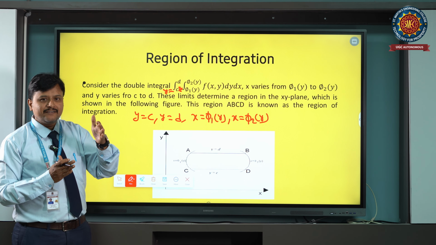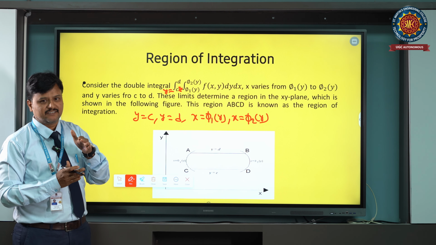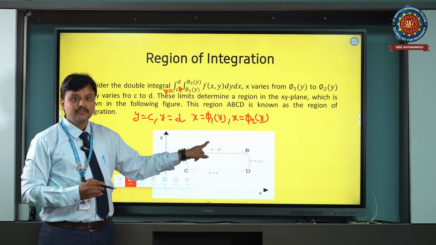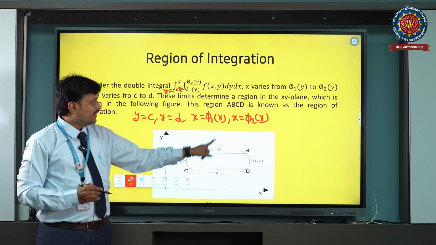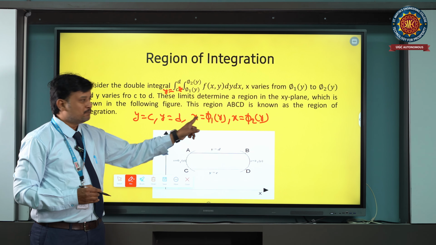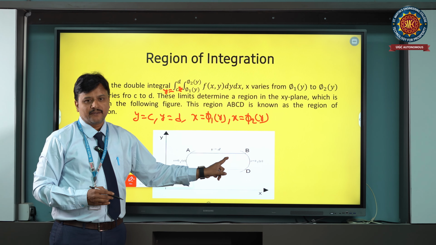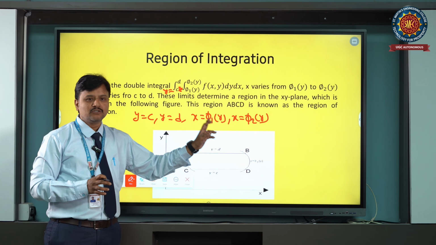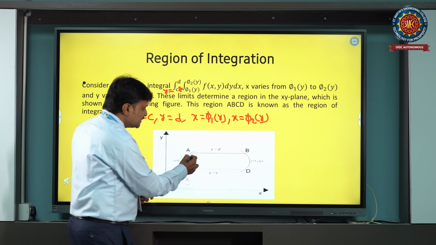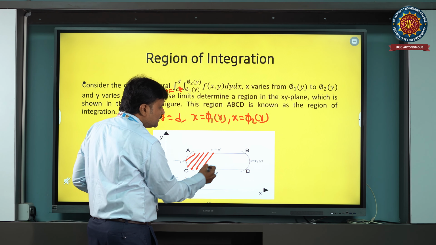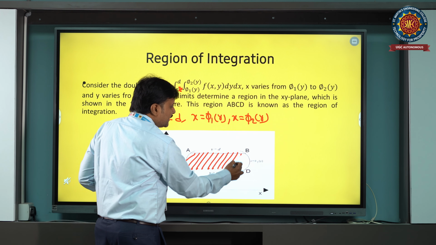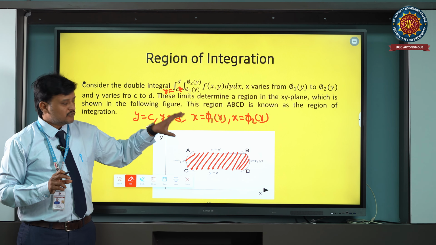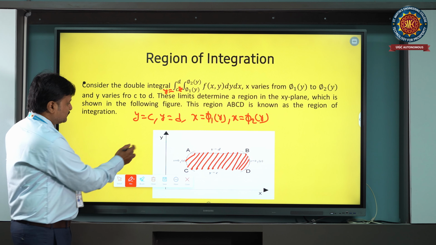So then it is parallel to the x-axis. You can see in the figure y is equal to c, which is parallel to the x-axis, and y is equal to d, which is also parallel to the x-axis. And we can draw the curves x is equal to phi 1 of y, x is equal to phi 2 of y. Now we have to identify the region which is bounded by these two lines and these two curves. So what is the common region bounded by two lines and two curves? This is the required region. In this region we have to integrate, and in this region we have to take the limits. So this is about the region of integration.